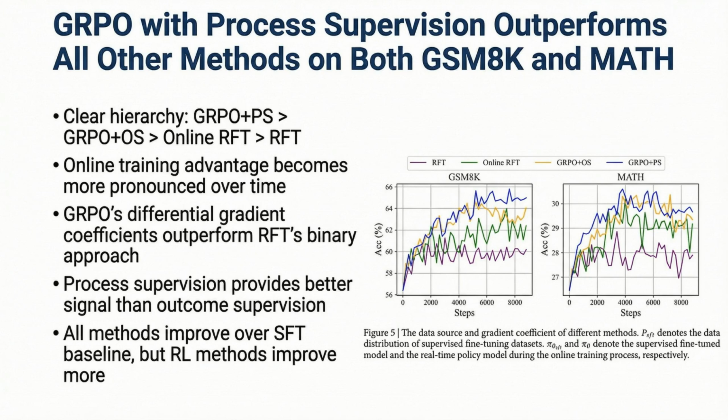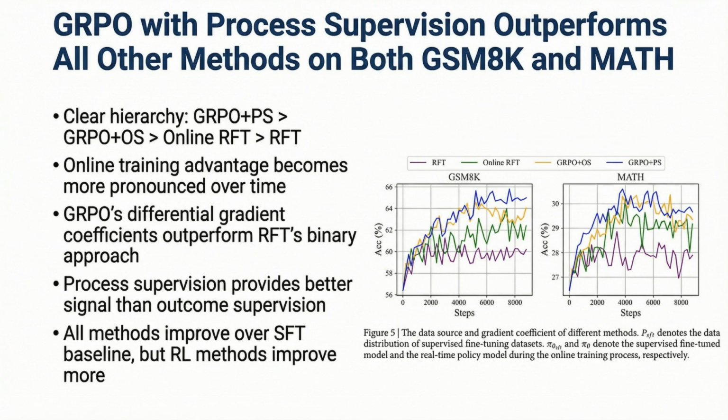GRPO with outcome supervision, online, continuous rewards, single reward per output, and GRPO with process supervision, online, continuous rewards, per step rewards. What order would you expect? The results confirm our theoretical analysis perfectly. GRPO plus PS is the clear winner on both benchmarks.